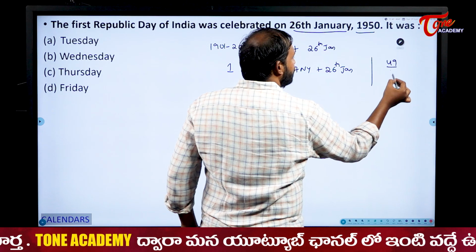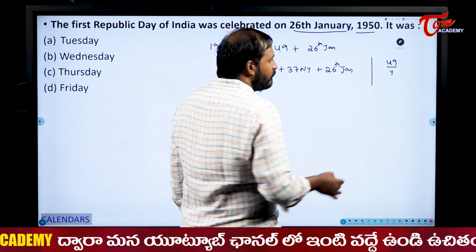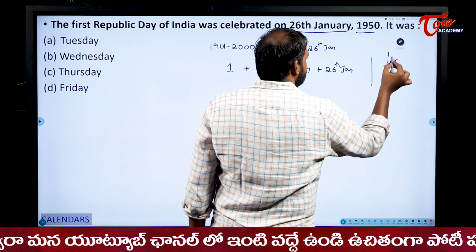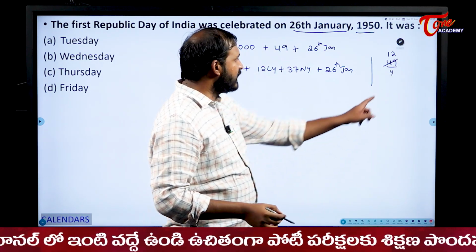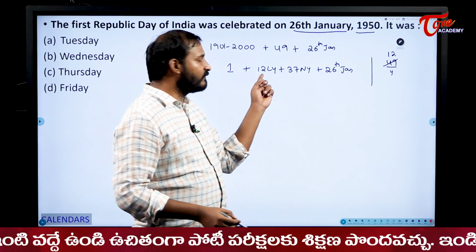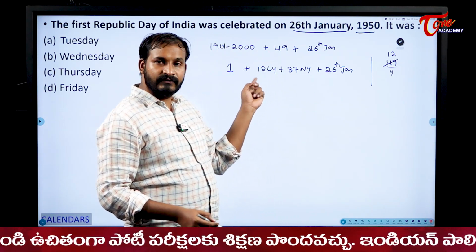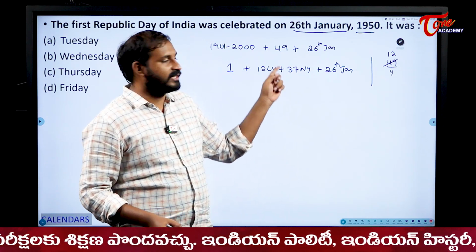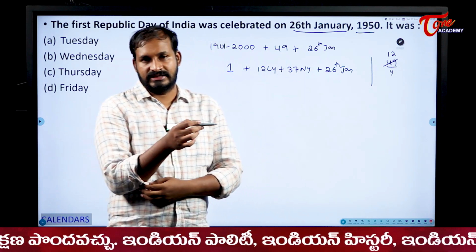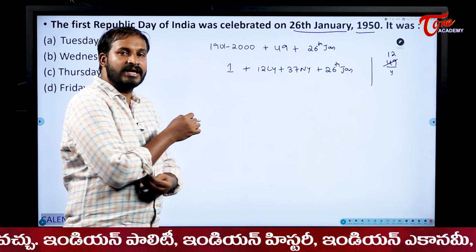If not, please see here. 49, I will divide it by 4. 4 1s are 4, 2s are 48. So exactly the multiple is 12. So that is the reason 12 leap years. Out of 49, if 12 are leap years, the remaining 49 minus 12, it becomes what? 37. 37 is normal years. Okay. So plus 26th of January.